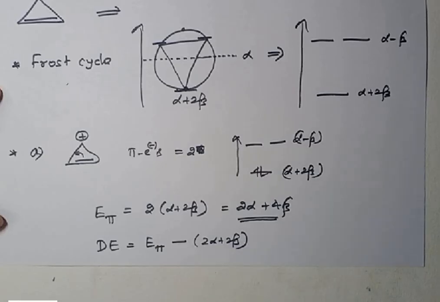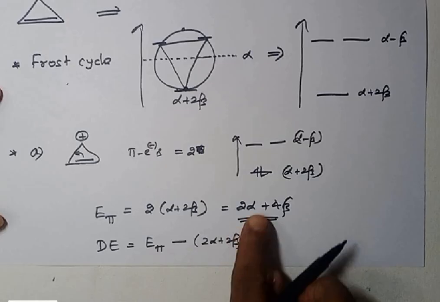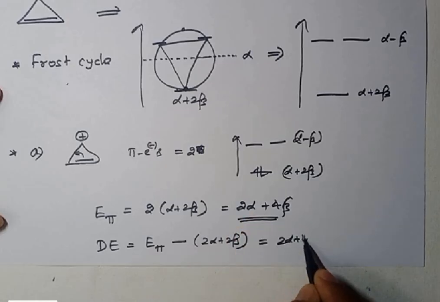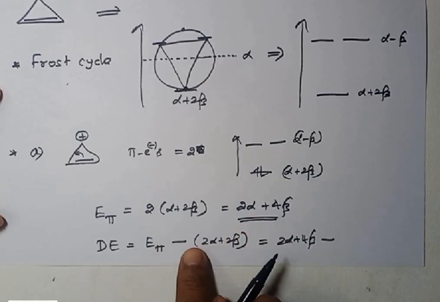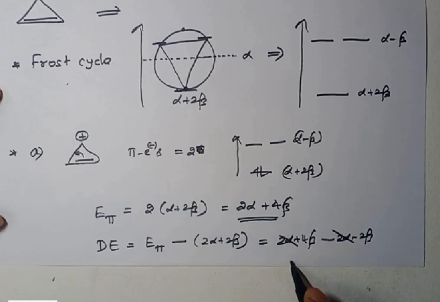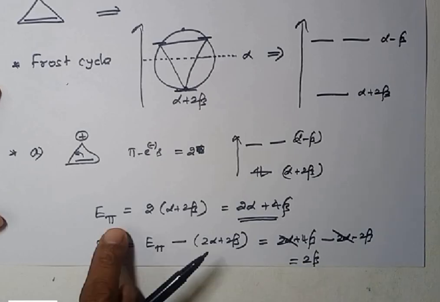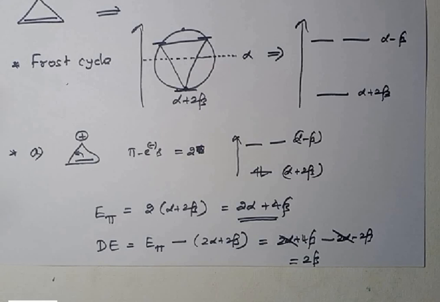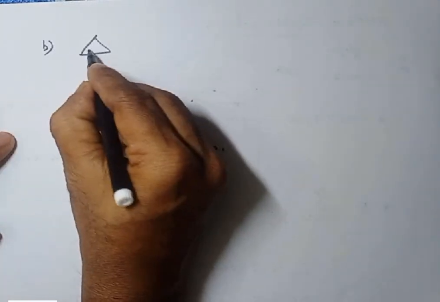So what do we get? The pi electronic energy is 2 alpha plus 4 beta minus 2 alpha minus 2 beta. 2 alpha minus 2 alpha cancel, and 4 beta minus 2 beta gives 2 beta. So the delocalization energy is 2 beta. Beta is negative, so what does it imply? Try this for the cyclopropenyl radical.